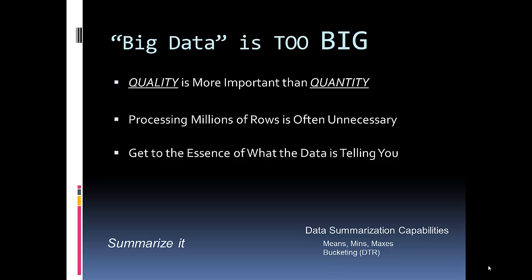So processing millions of rows is often unnecessary, so we need some data summarization capabilities. So either generating different kinds of statistical measures on a set of data, or if it's a time series, bucketizing it. We have something called DTR, date time reduction, which says I'm going to take everything and average it into, say, 15-minute buckets or 15 millisecond buckets or weekly buckets or whatever.